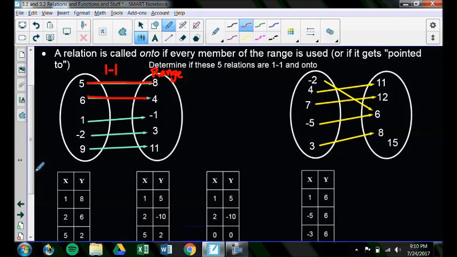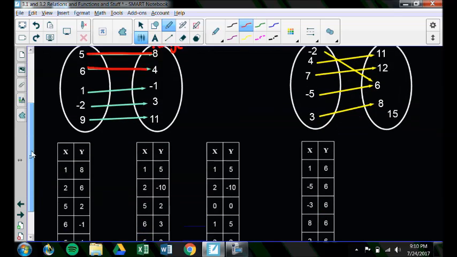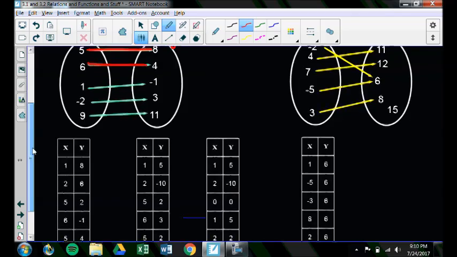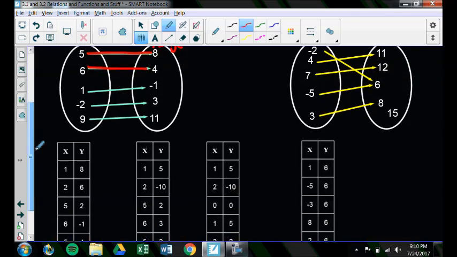So look at these and try to determine if they're 1-to-1 and onto. Again, here is where you pause and look it over. It's tough for me to get all on the screen at once, so I'm going to have to do something kind of like that. Here, this got pointed to twice, so it's not 1-to-1. And this 15 wasn't used at all, so it's not onto. It is still a function because each input is only going to one output, but we can't say it's a 1-to-1 function or an onto function.